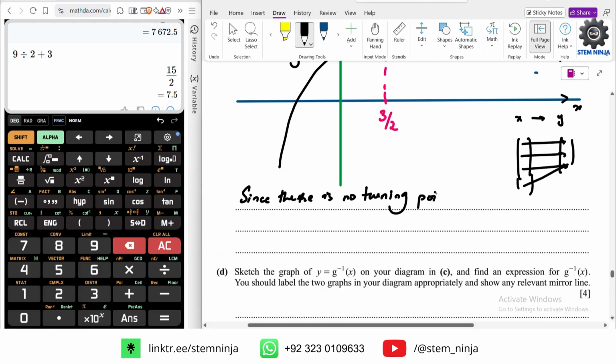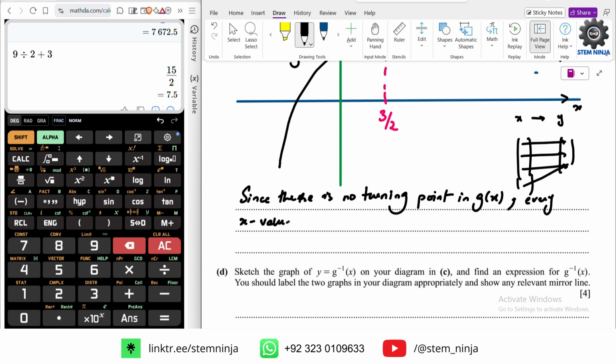in g, every x value corresponds to a unique y value, making it a one-on-one function.